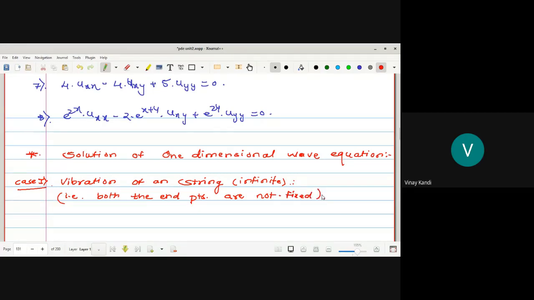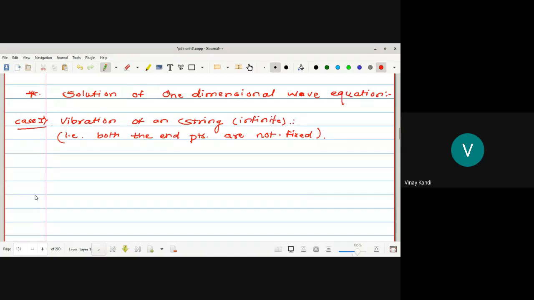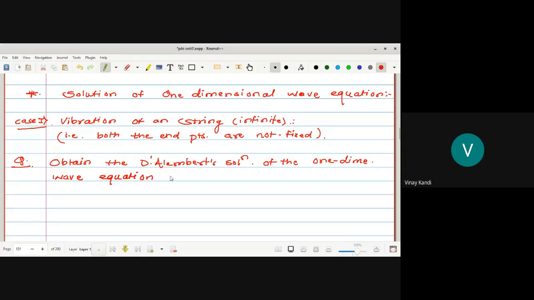Now look at the solution of this one. The question is: obtain the D'Alembert solution of the one-dimensional wave equation, which describes the vibration of an infinite string.